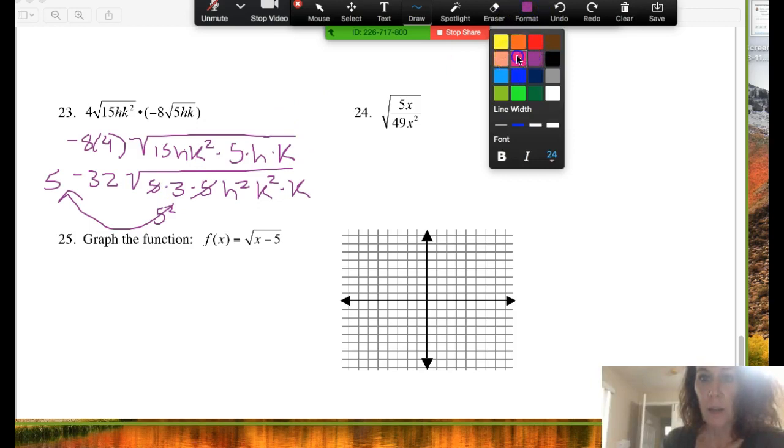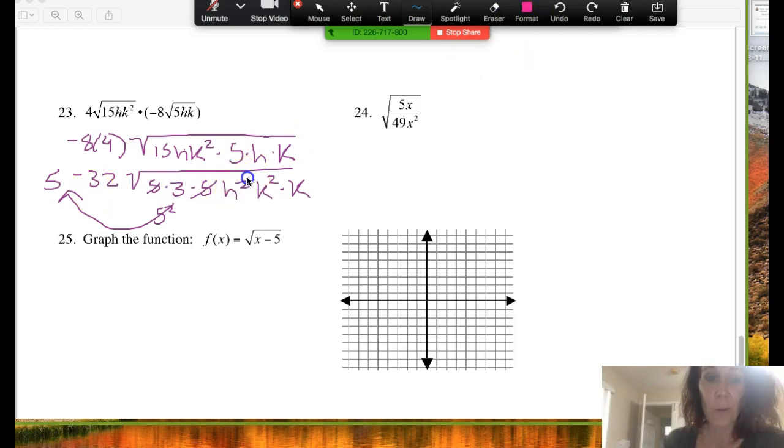Now let's go ahead and look at our variables. I have an h squared. Well, I can square root h squared and just bring it out here and make it h. That eliminates that. K squared, I can pull this out and make it just a k. That eliminates that. And I'm left with 1k on the inside.